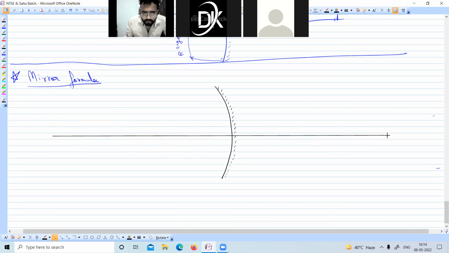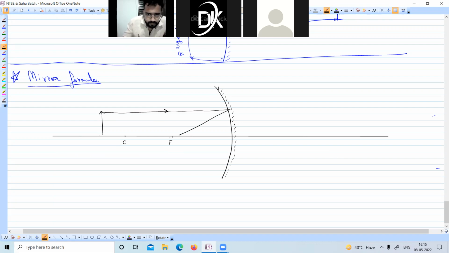So let me have an object. This is infinity, we very well know. I'm not drawing that. This is C point. This is F point. This is the incident ray. The rays are not perfectly drawn, no issue. Then it will cut to the focus.